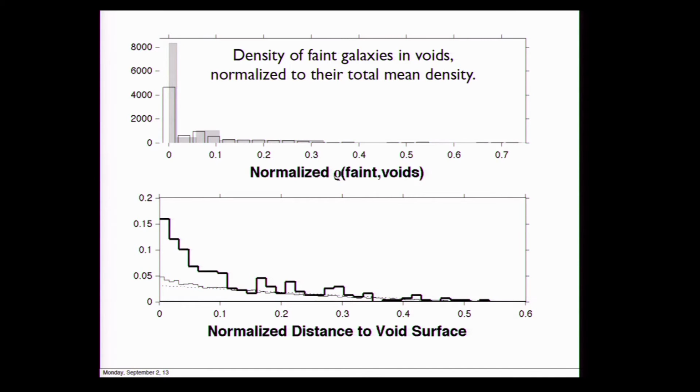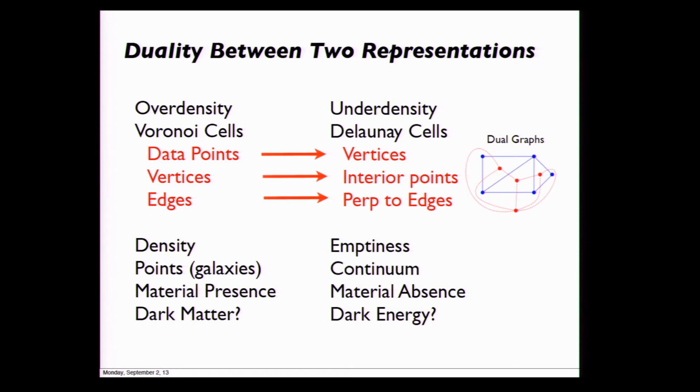And again, a lot of the faint galaxies that are in the void technically are near the edge. This is a histogram of the distance from the edge normalized to the size of the void, and you see a good number of the galaxies are not really in the void because they're close to the edge. So anyway, that's the summary of the statistical results, and the rest is just some philosophy.